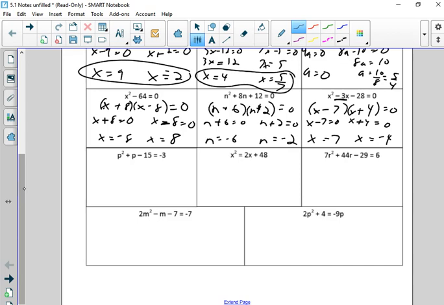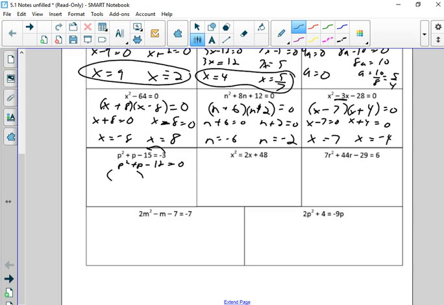Oh no, it's not the same. This one is not set equal to 0. None of these next 3 are. You can't do anything yet. So this has got to be moved over. No, I'm not subtracting 3. Remember, I'm adding 3. I'm adding 3, which gives me p squared plus p minus 15 plus 3 is minus 12 equals 0.